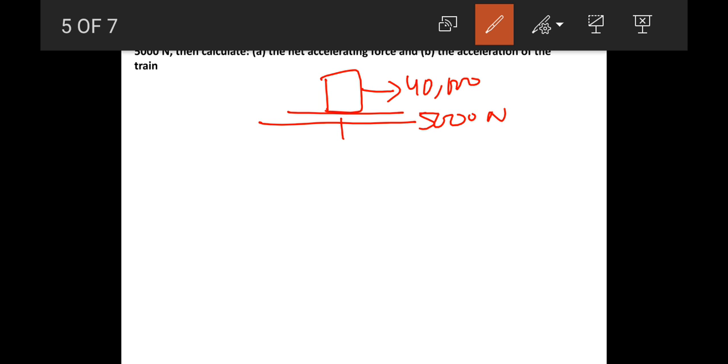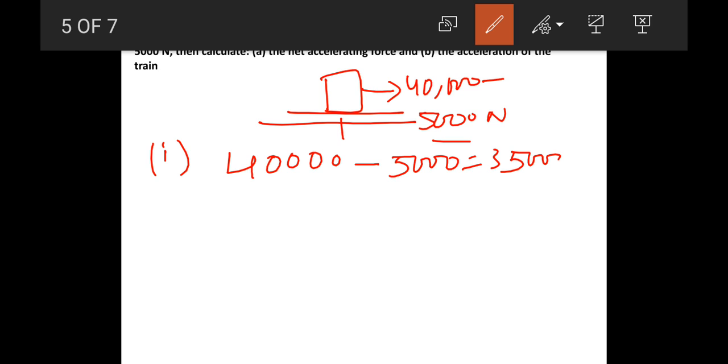So now what will be your net force? 40,000 minus 5,000. So net force is 35,000 Newton. Force exerted by the engine minus this opposing force. Now you have to find acceleration.